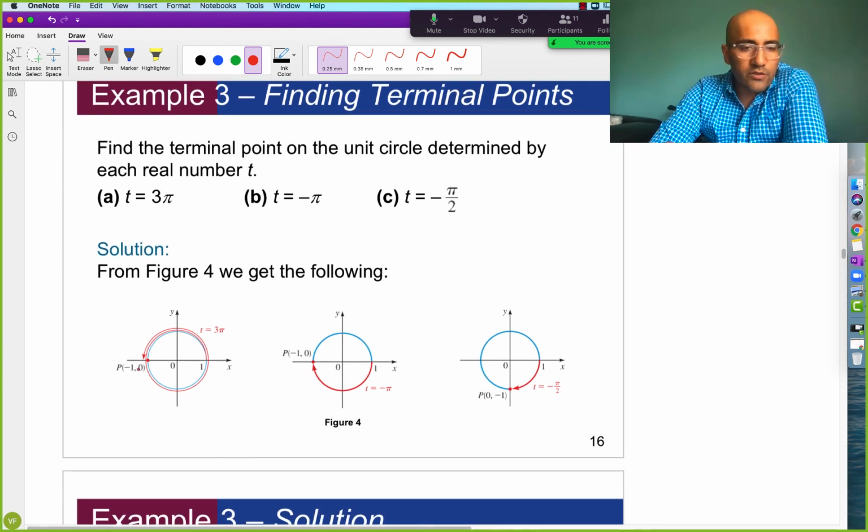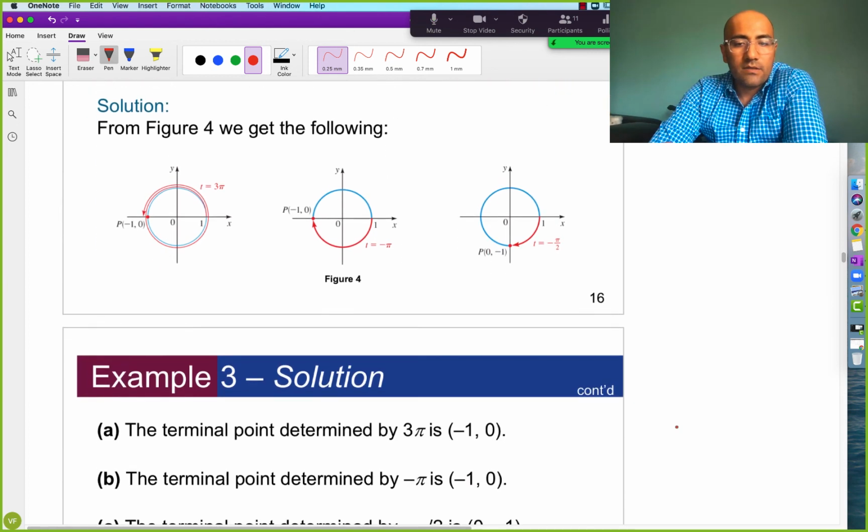Okay, so here's what the author did. Same thing, we have the unit circle. We start here, we travel one full lap, and then an extra pi, which gets you to (-1, 0). For part B, we start here and we go minus pi in this direction. We end up at the point (-1, 0). And then for the third one, we go in this direction again by -pi/2, and we end up at (0, -1) again. Easy stuff.